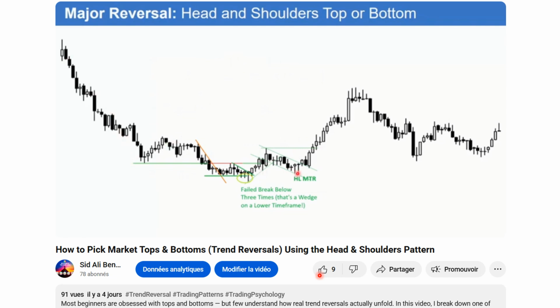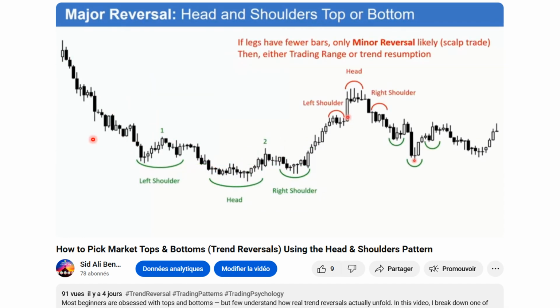Okay, let's continue where we left it. We've looked in this video at how to pick tops and bottoms, trend reversals. We dissected this chart, how this trend reverses. If you think we went in depth, wait to see what we are going to see today. We are going to go more in depth. Okay, let's go.